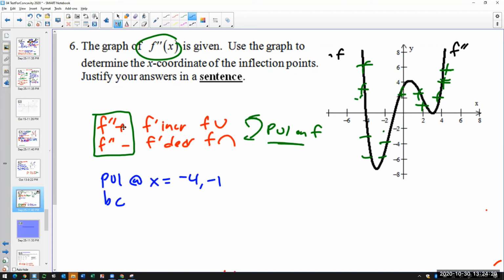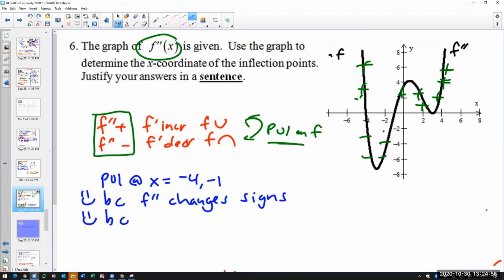First of all, the easiest one is to say F double prime changes signs. You guys good with that? Because that's true, right? F double prime changes signs, okay? With the relative max and a relative min, you actually need to say from positive to negative or negative to positive. The POI, because you can go both ways, you just have to say changes signs.